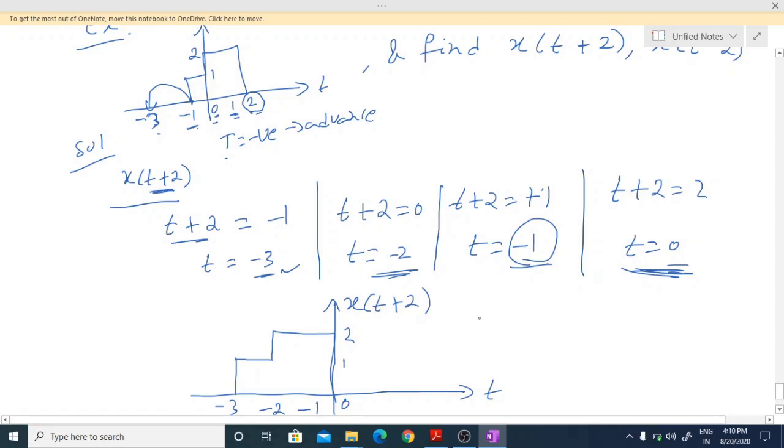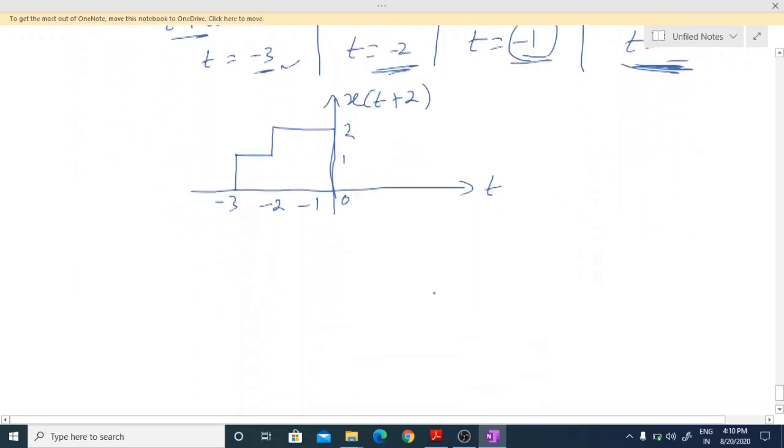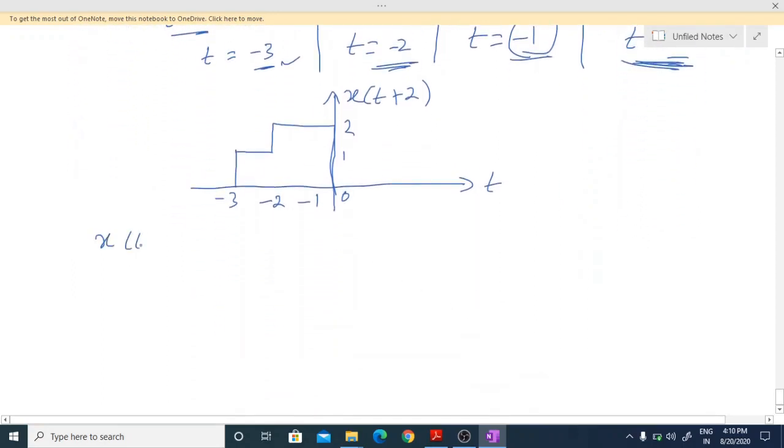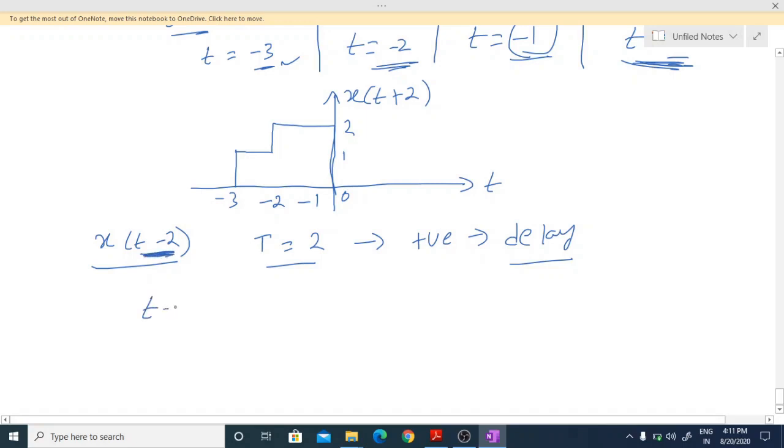What is the next one? The second one is x of t minus 2. Here the capital T is plus 2. Once it is positive, that means it is a delay signal. Now how do we draw the signal by mathematical equation? Simply consider t minus 2, which is equivalent to the time starting position of the input signal x of t.